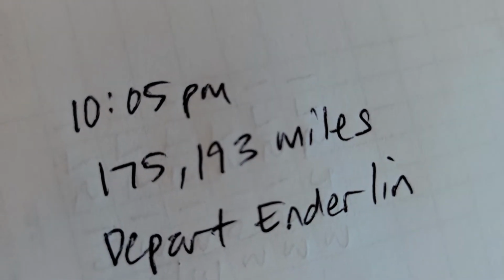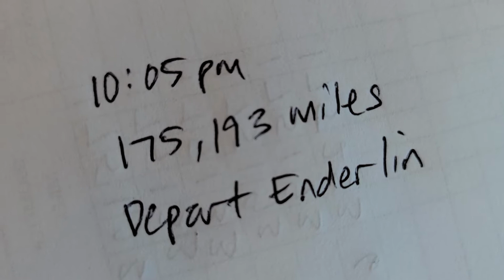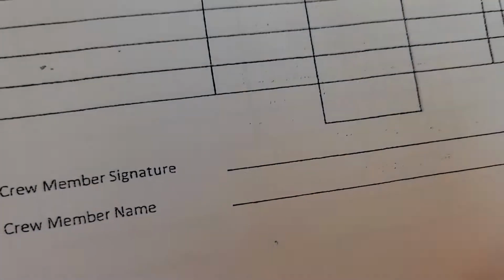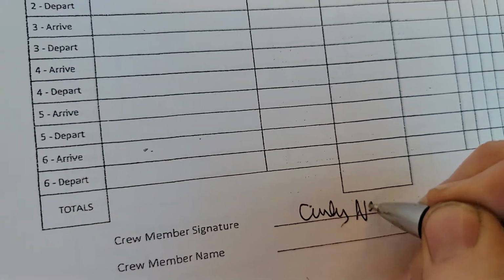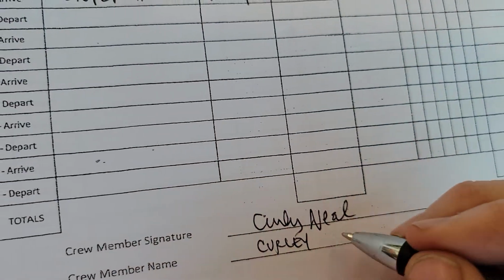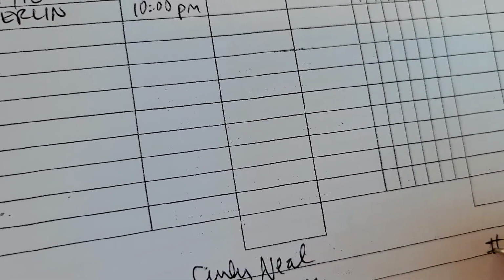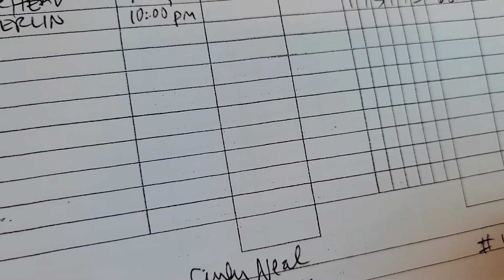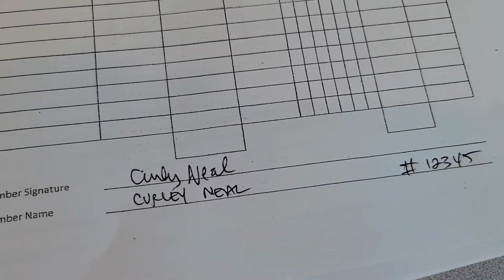Now, when you got to the drop-off point, the crew unloaded their bags and got out. And make sure at the bottom of the page that you get them to sign their name. So we'll put a fake name, Curly Neal. And this is where the crew member needs to sign, not both of them, just one of them. And then they'll put their ID number, 1, 2, 3, 4, 5, whatever that is. So that's what happens at the bottom of the page.